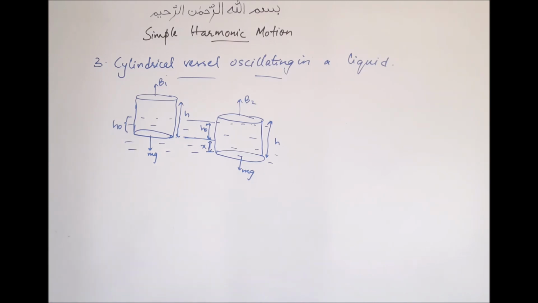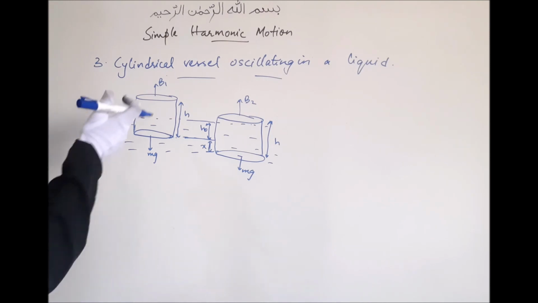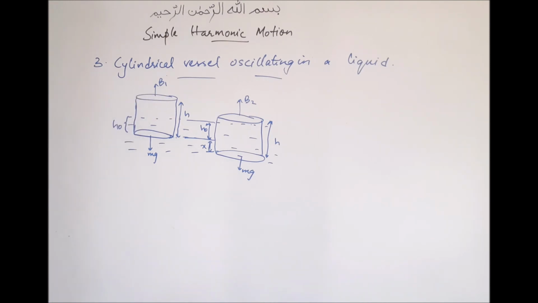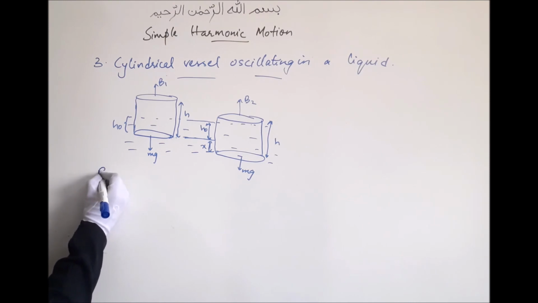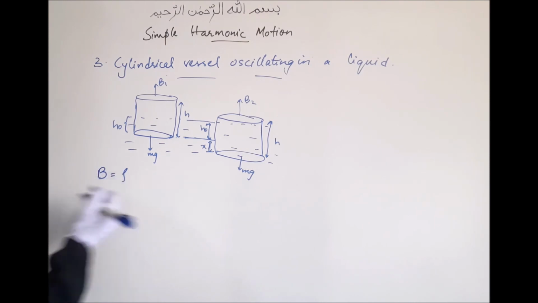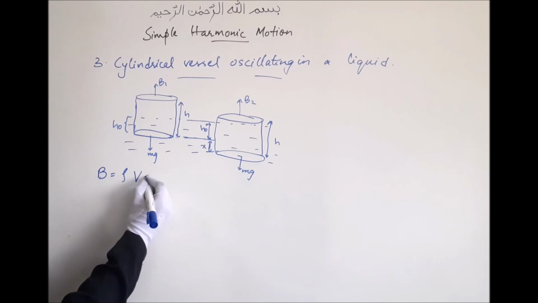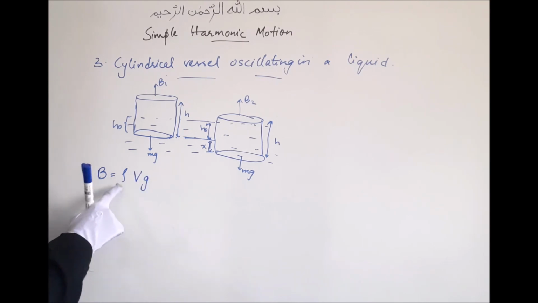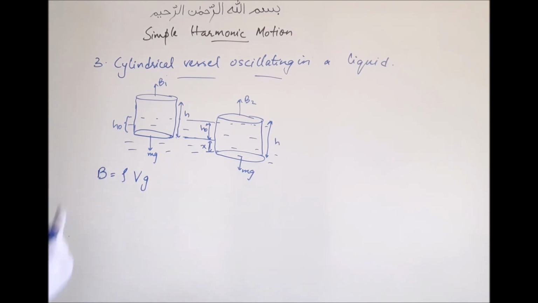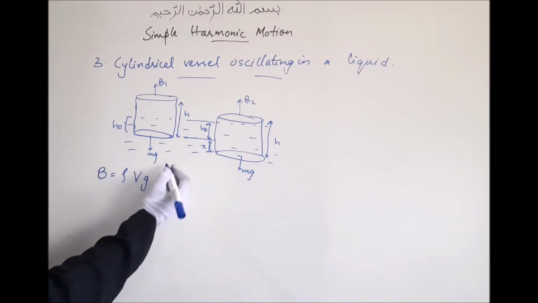Now what is buoyant force? Because of the liquid there will be an upward force which will be experienced by this vessel, and that we call as the buoyant force. So this buoyant force is acting upwards. What is the buoyant force given by? Buoyant force is given by the density, the volume and g. Density is the density of the liquid. Volume is the volume of that part of the object which is immersed inside the liquid, and g is obviously acceleration due to gravity.